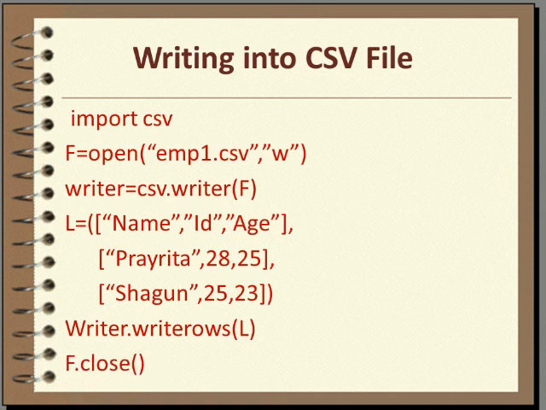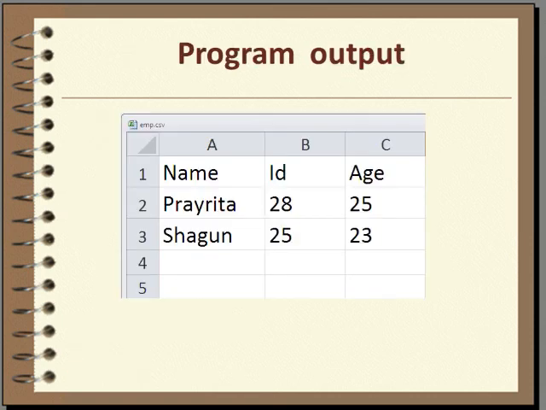Okay, so the functioning of writerow and writerows, I hope it is clear to everyone. So now we will see the output of this program. Both of these programs will create a file emp1.csv with three records.